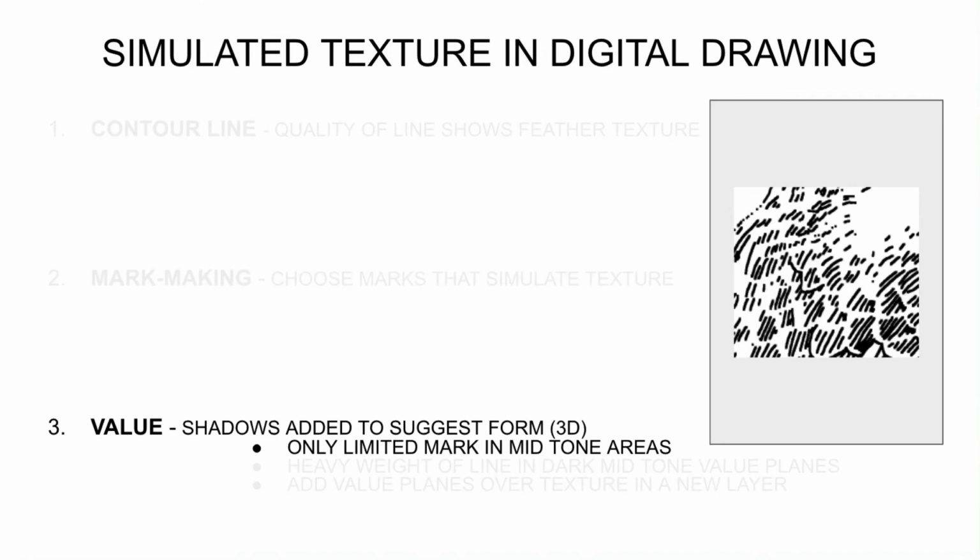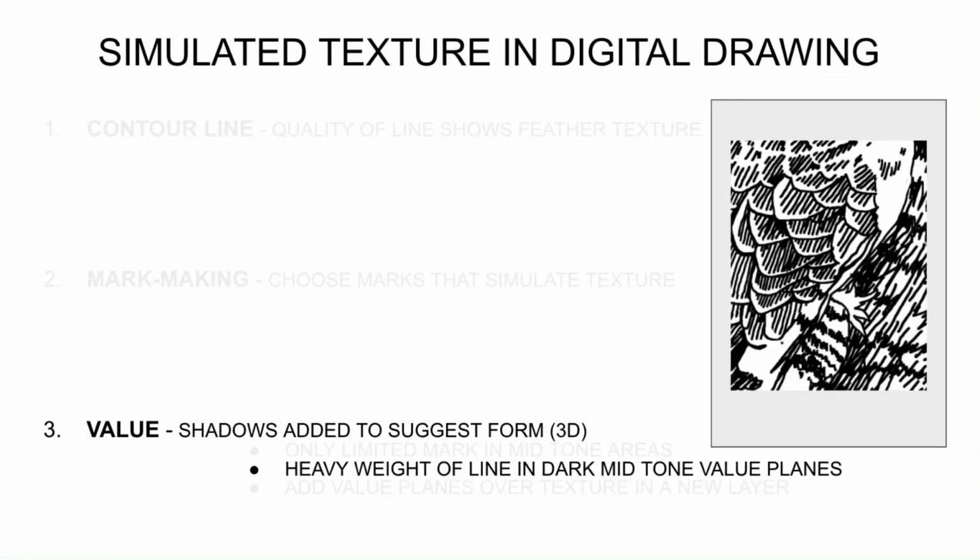On the shoulder of the falcon is an area with midtones and some light midtones. So I want to show the textures, but I must be very careful not to use many marks, because that will make it quite dark. So I'm quite sparing with the amount of marks that I make, but I use a kind of mark that will show a small feather texture.